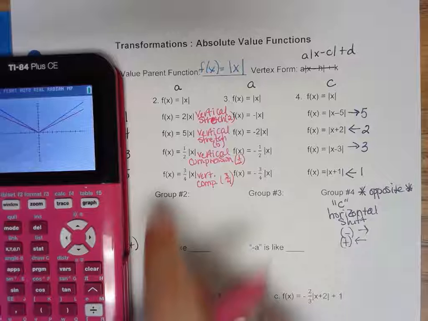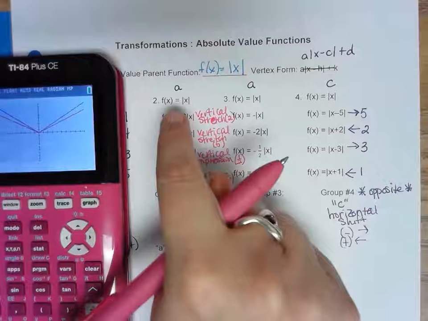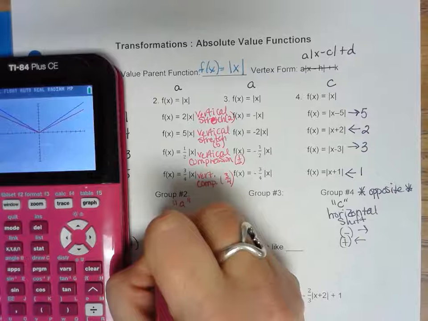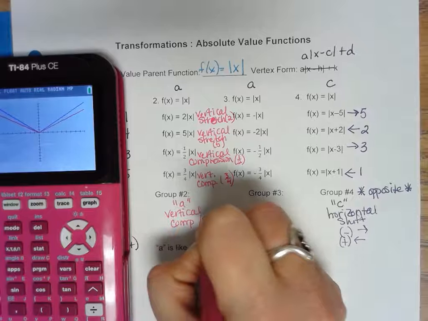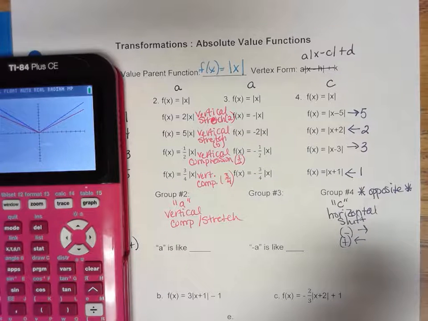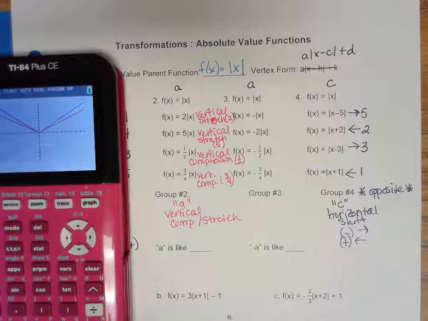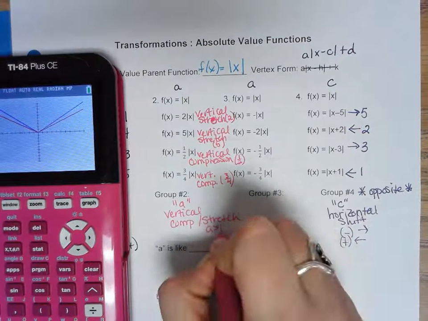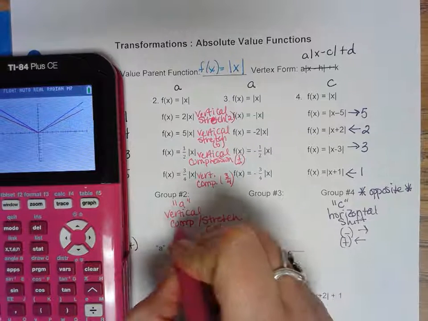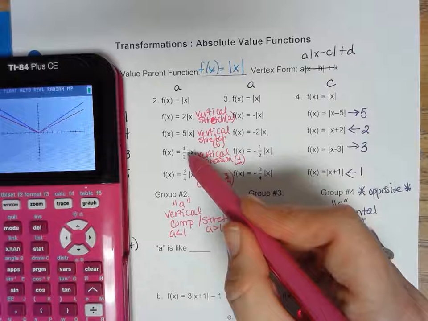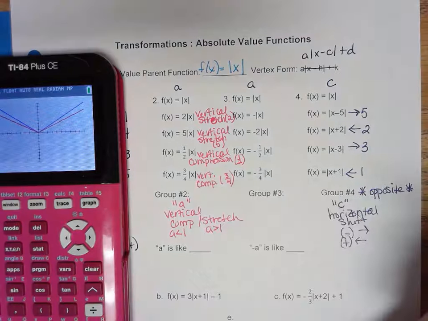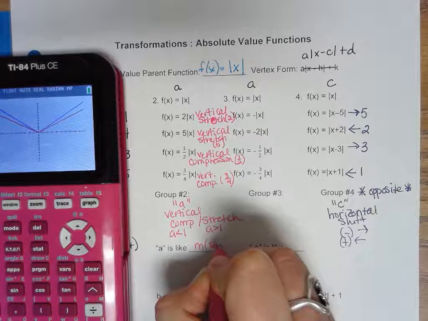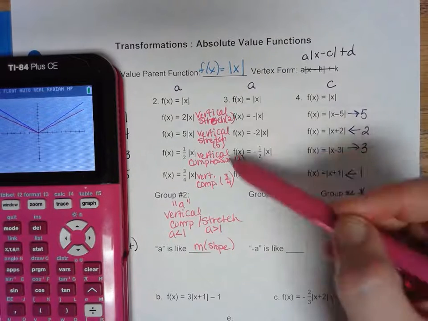Okay, so this column, all the numbers come from the front, which is A. So we're talking about A here. It's a vertical compression or a stretch. And what's important is it's going to stretch at 2 and 5. So that's when A is bigger than 1. 2 and 5 are bigger than 1. So I'm going to compress when I'm less than 1. 1/2 is 0.5 and 3/4 is 0.75, so those are both less than 1. A is like M from linear, which is your slope. So we had steepness, it was steeper and less steep. We just changed up the words here.